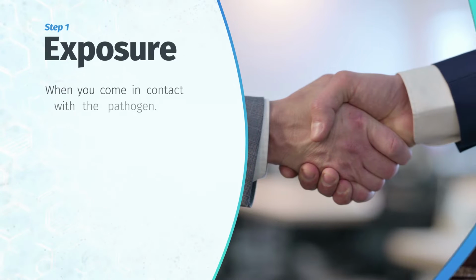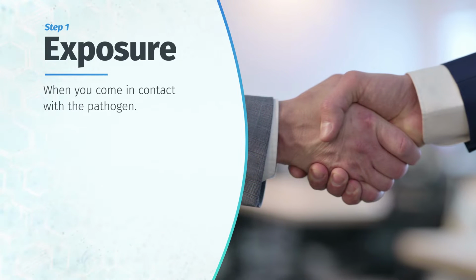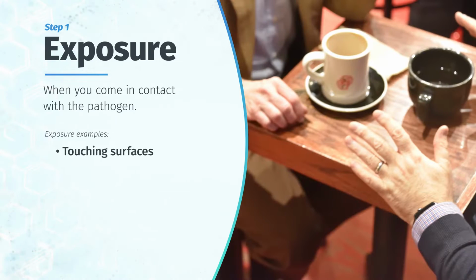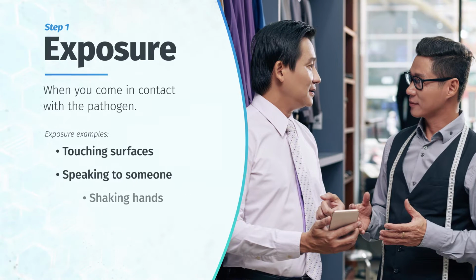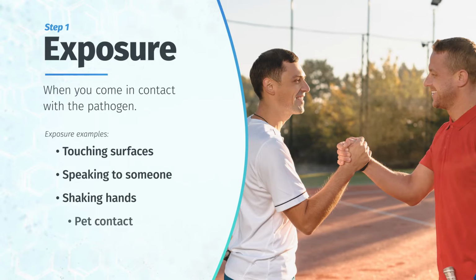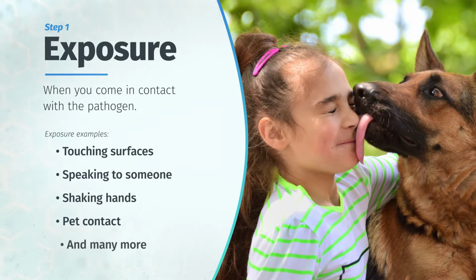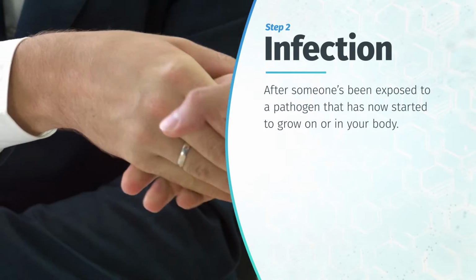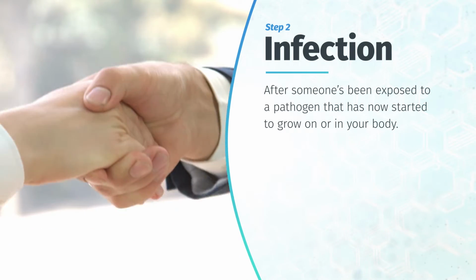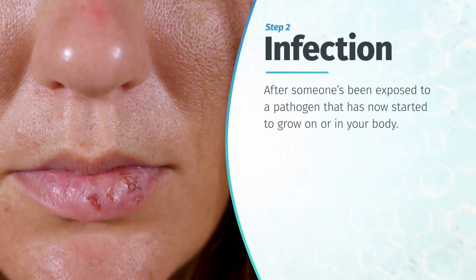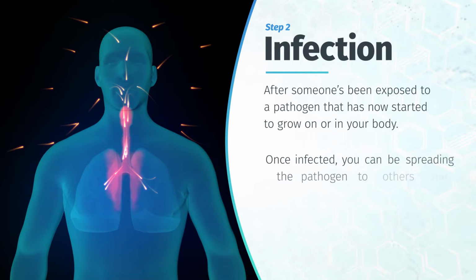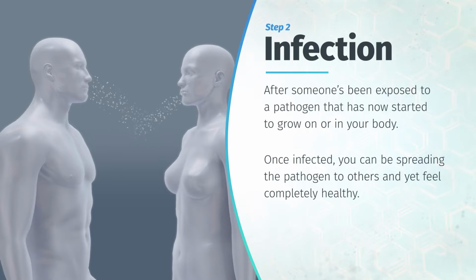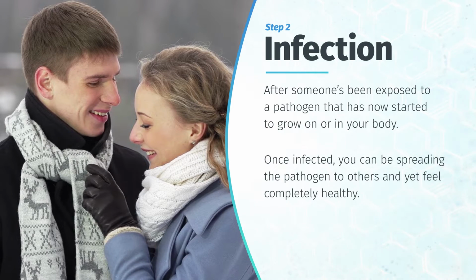The first step is exposure. Exposure is getting a pathogen on or in your body. For example, touching surfaces, speaking to somebody, shaking hands, pet contact, and many more. The second step is infection. This is when that exposure leads to the pathogen growing on or in your body. At this step, you could even be spreading the pathogen to others, but yet not showing any symptoms.